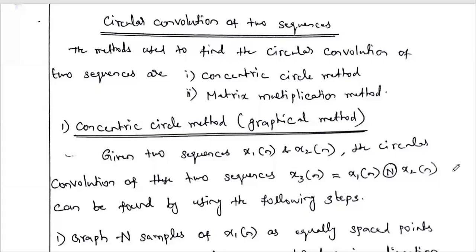Welcome to my channel. Today we are going to discuss the topic circular convolution of two sequences. Already in signals and systems we studied one convolution, the linear convolution. You already know the linear convolution is used to find the response of the given system, y of n, for a given input as well as the impulse response.